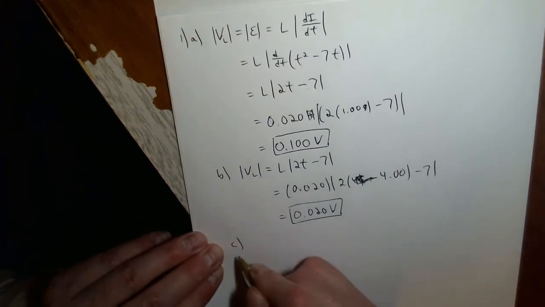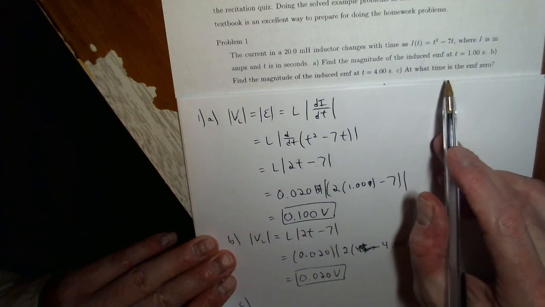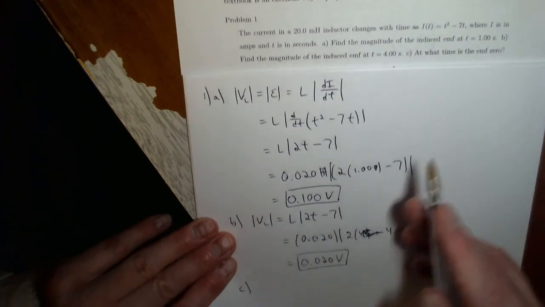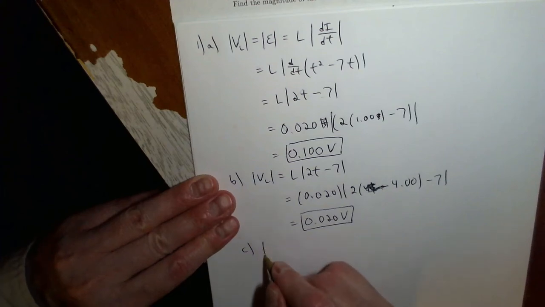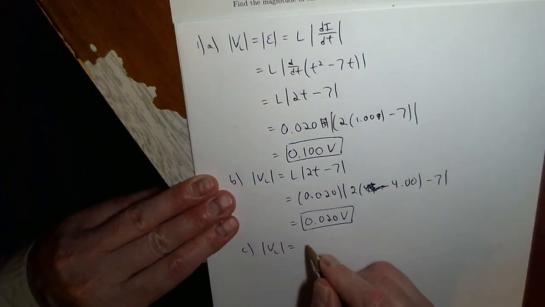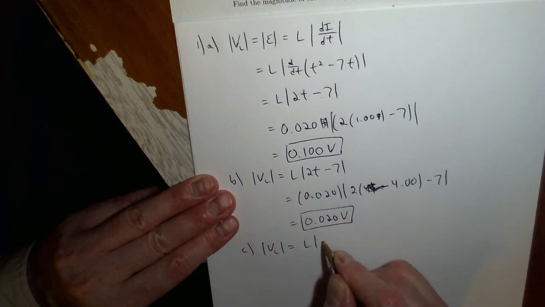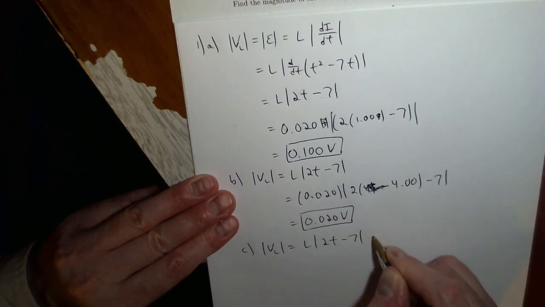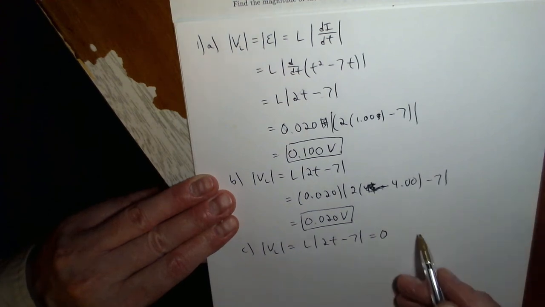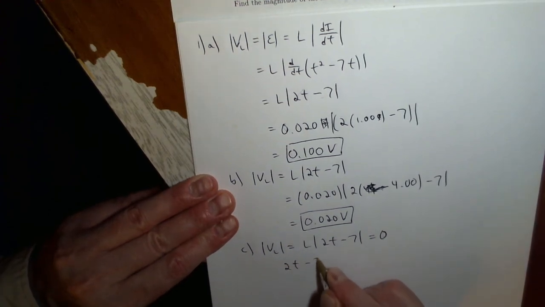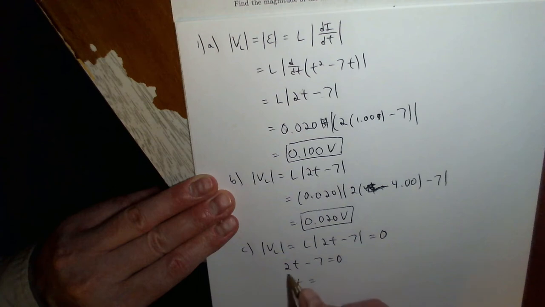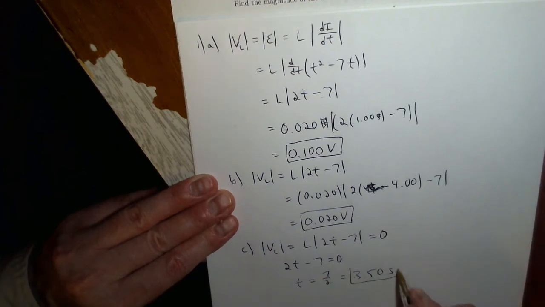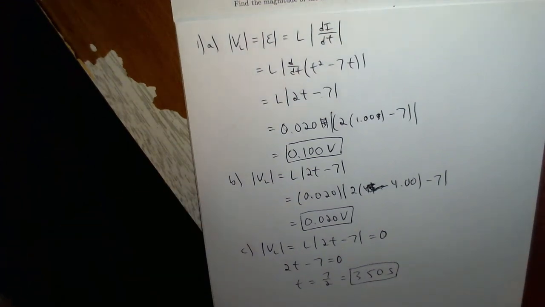And part C, it's saying, at what time is the EMF 0? Well, the expression for the EMF is L times 2t minus 7. If that's going to be 0, divide by L, you're going to get 2t minus 7 equals 0, or t is equal to plus 7 divided by 2, which is 3.5. And it's going to be seconds because it's all MKS units. So it was just plug and chug.